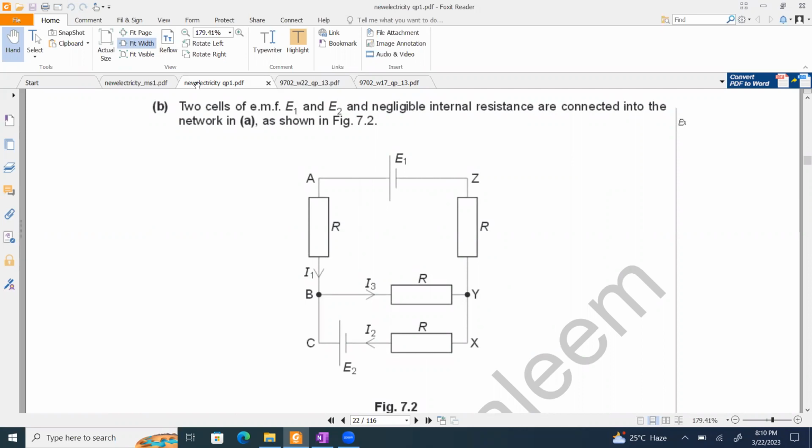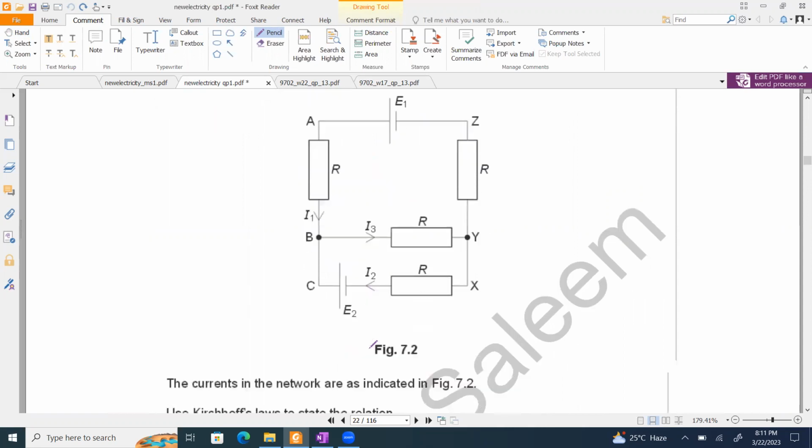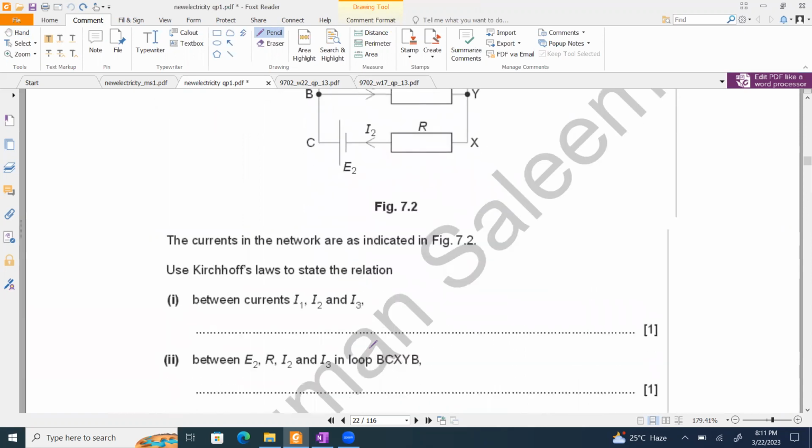We can clearly see a complex network in which there are two cells, this one and this one. A number of resistors are connected. Different direction currents are shown in the circuit, and the circuit is labeled as A, B, C, X, Y, Z. Anyways, they say the currents in the network are indicated in 7.2.